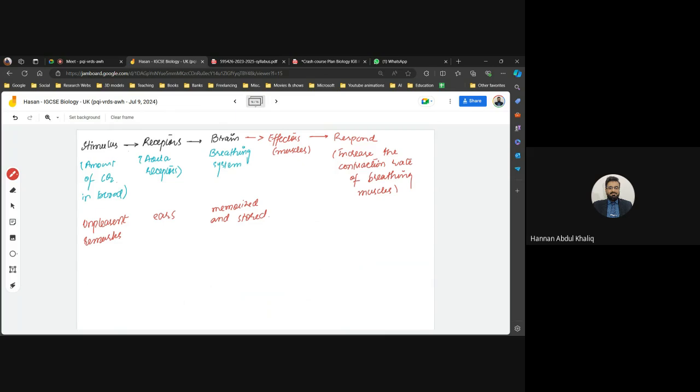Some people might include the spinal cord. There is a very small reason behind it, so I'll tell you about that later. Right now it's the brain. Okay.